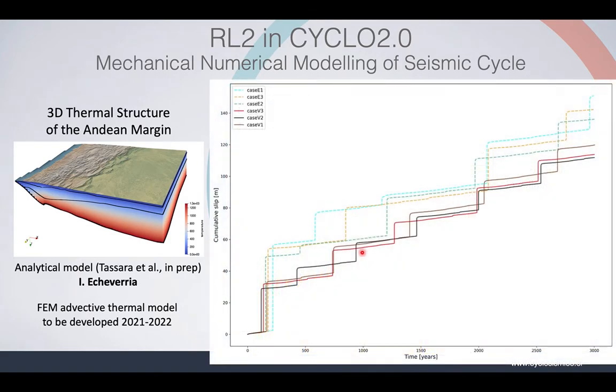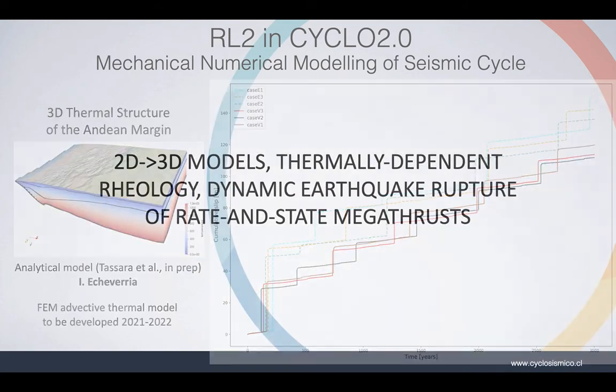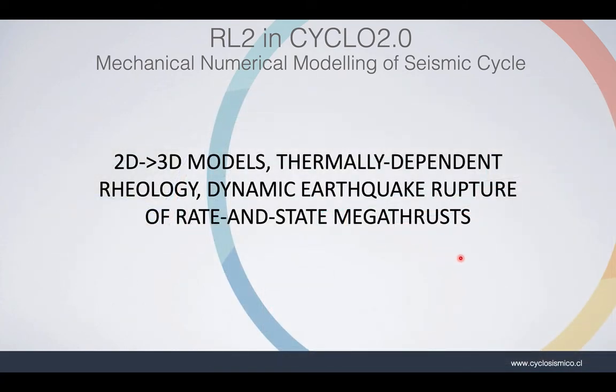And as we can see here also, Joaquin showed us in his video that the use of a viscoelastic, or thermally dependent viscoelastic, response of the lithosphere creates a quite different cumulative slip pattern in time compared with the elastic case, and that is very important, and we are investigating this way. So what we really want to do during the coming 2 years is to go from 2D to 3D models of thermally dependent rheology, incorporating dynamic rupture of rate-and-state megathrust, and that is where we want to go with the research in this research line.